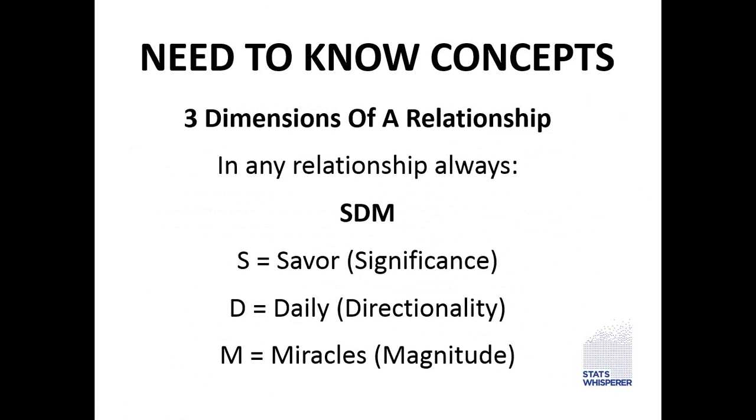So we have our three dimensions of a relationship. So in any relationship, always SDM, right? Savor daily miracles. And so S being significant, D being directionality, and M being magnitude. So we always want to look at those three factors.